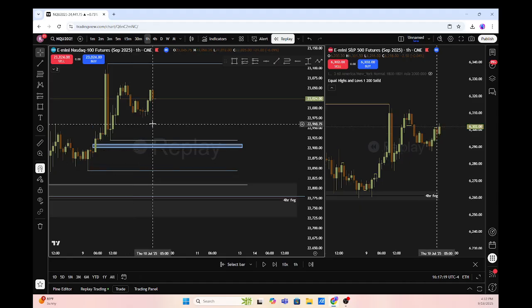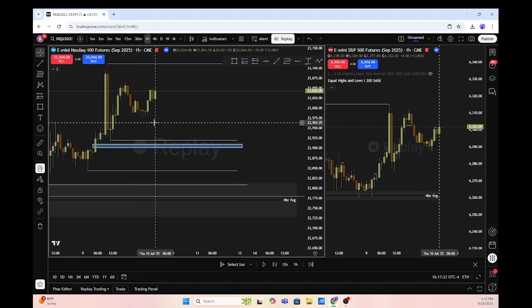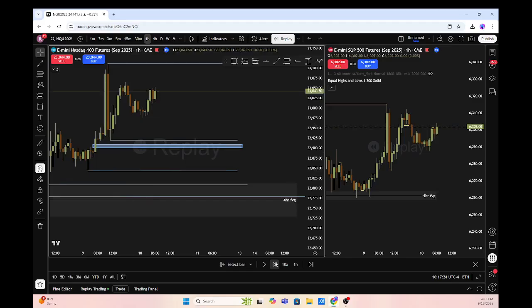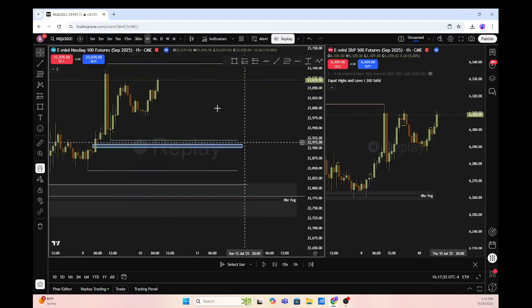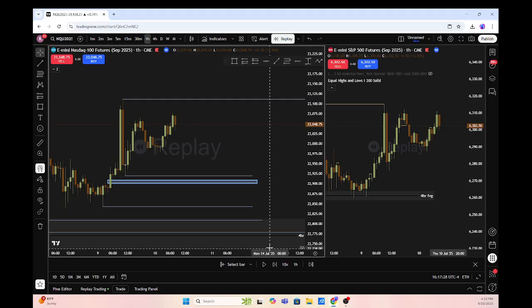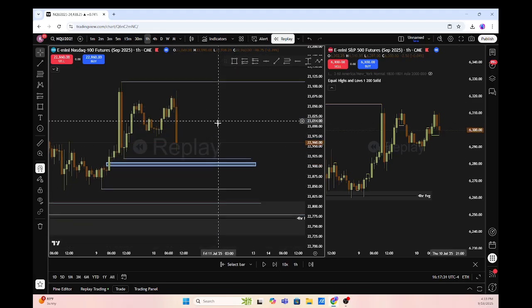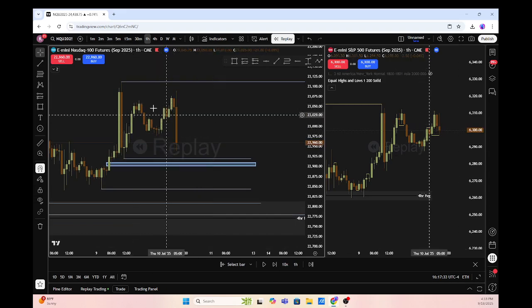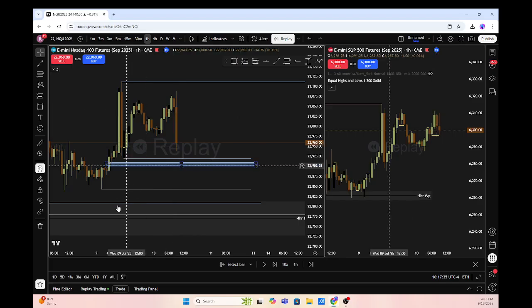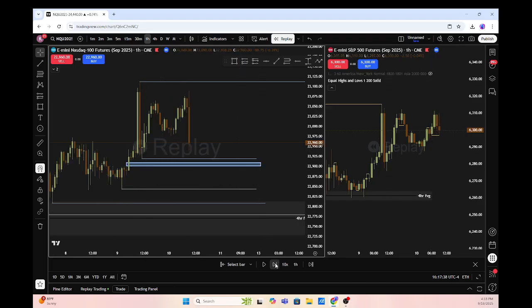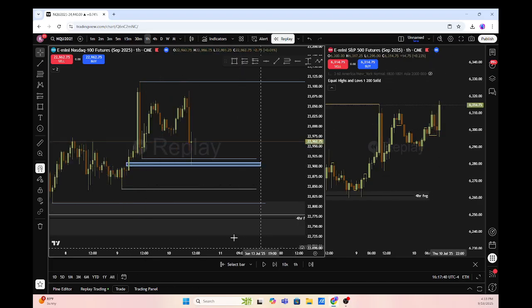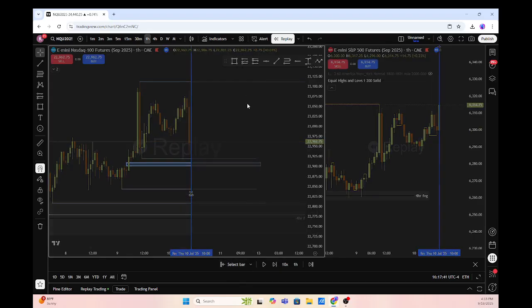So let me play price forward. 6, 7, 8, 9. Okay, so we're still in this range. We haven't taken this high yet or this low. So we're still being patient, still waiting. Didn't mean to do that on the 1 hour.